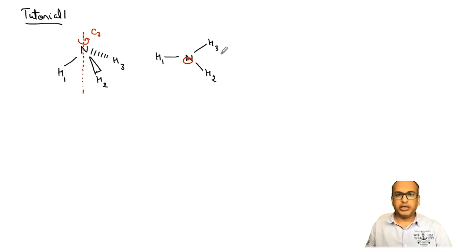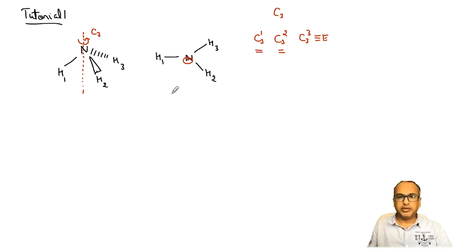The corresponding operations will be C3 to the power 1, C3 to the power 2, and C3 to the power 3. So this comes out of C3. C3 to the power 1 is an independent operation, C3 to the power 2 is an independent operation, but C3 to the power 3 is actually equivalent to E. Why do we say that? This is very easy to see.